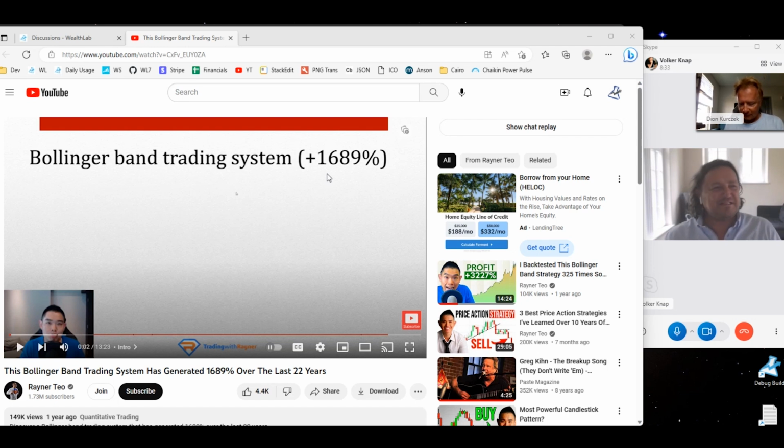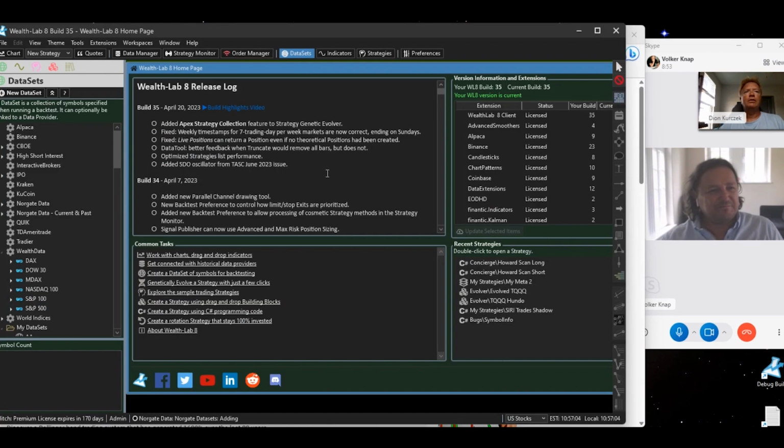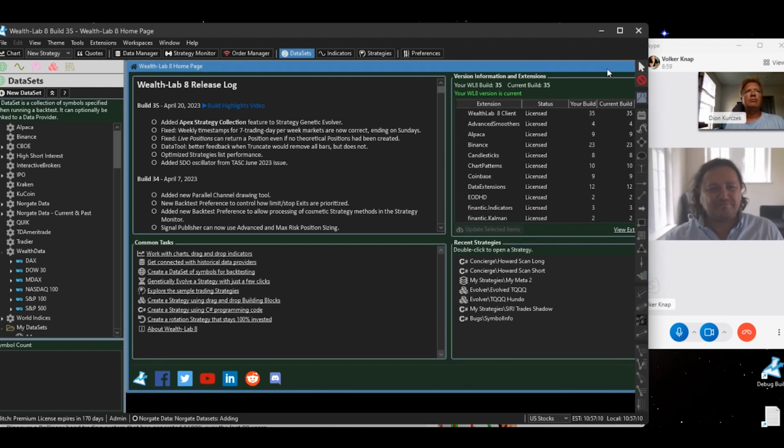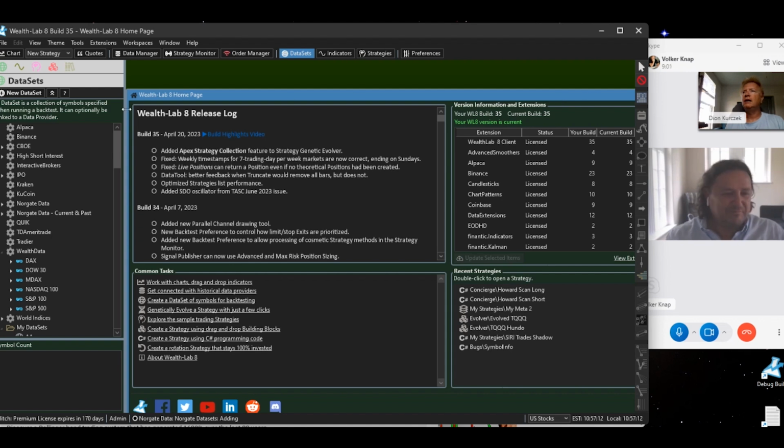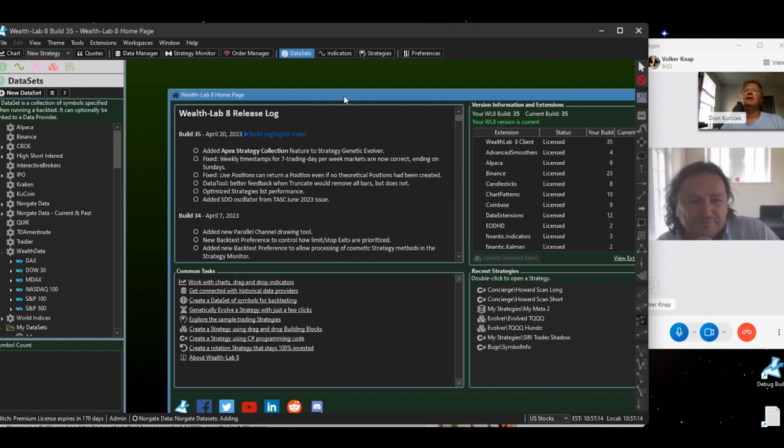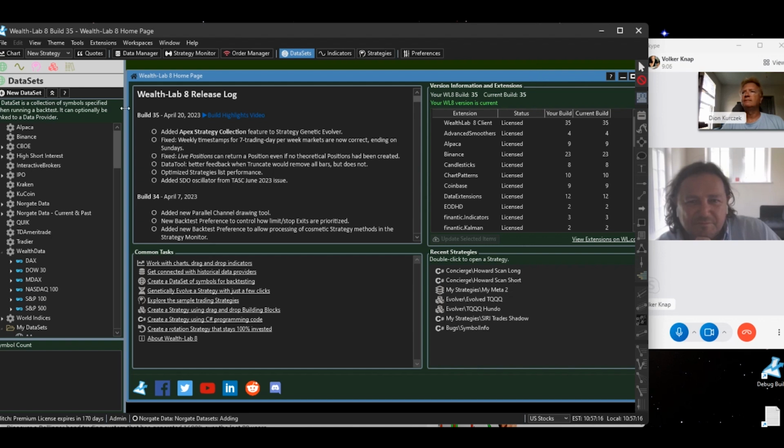Yep, that's what it is. And that's what we are here for. So our goal is to convert this system that Rayner published into Wealth Lab and back test it and see how it does basically. So Volker, you are familiar with the rules of Rayner's system here, so maybe you can guide me through what the rules are and I can implement it here in Wealth Lab as we speak.